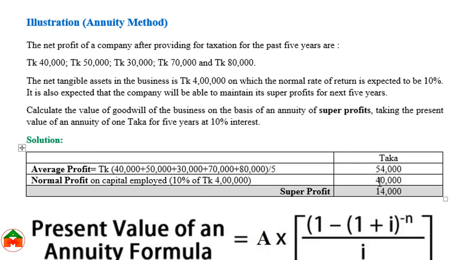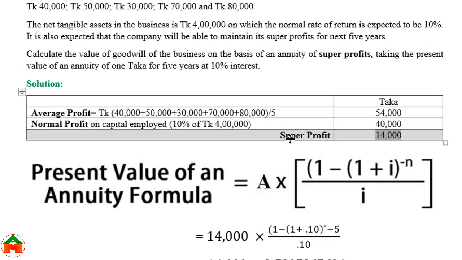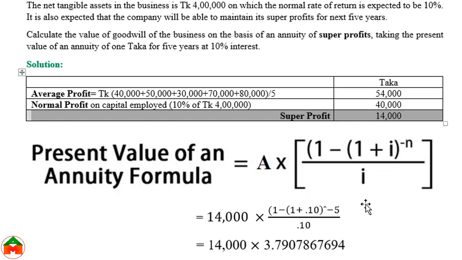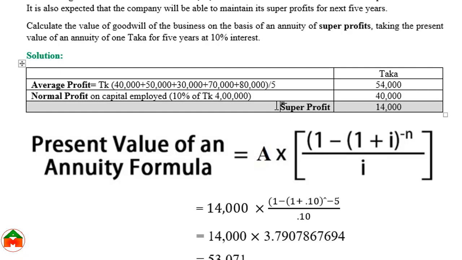If we deduct the normal return or normal profit from the average profit, we will get the super profit. In this annuity method, this super profit would be considered as an annuity. The formula is: annuity multiplied by 1 minus (1 plus i, the interest rate) to the power minus n, where n is the number of years, and the whole item should be divided by i, the interest rate. Again, I am repeating, in this method super profit should be considered as the annuity.